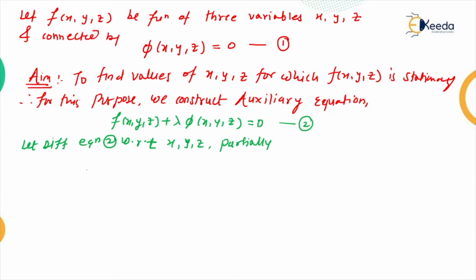These three equations come this way. First, differentiating equation 2 with respect to x, you get del f by del x, because the other variables are constant, so their derivatives are taken as 0, plus lambda into the derivative of phi with respect to x, which becomes del phi by del x. Here y and z are constants, and therefore we get this equal to 0. For reference, we call this equation number 3.